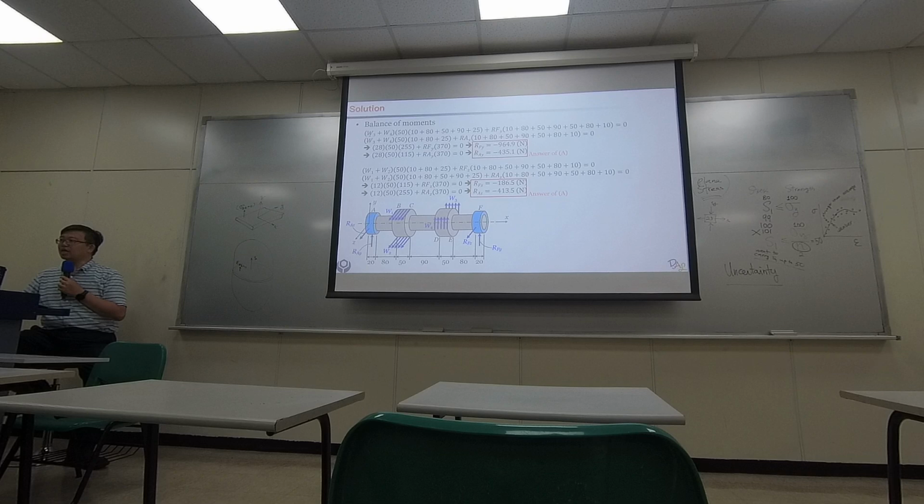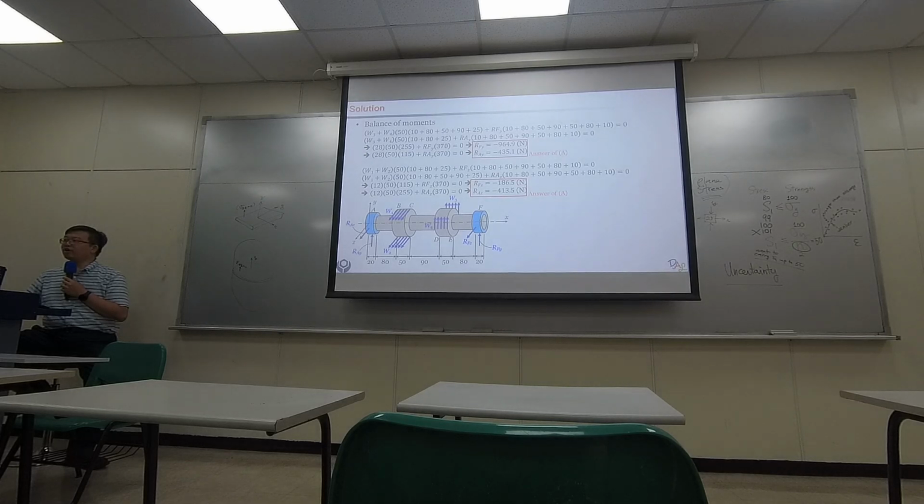Take the first one as an example. I treat point A as the support. So W3 and W4 provide a counterclockwise moment, and the reaction force Fy also gives a counterclockwise moment, because in my drawing I make it positive. I assume it's a positive value at the beginning.